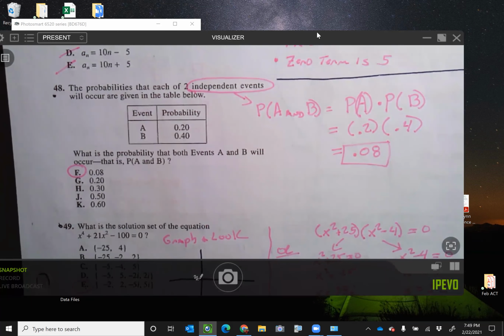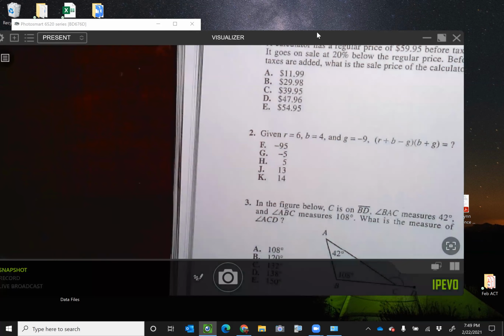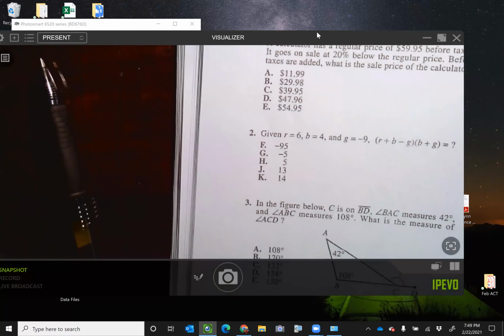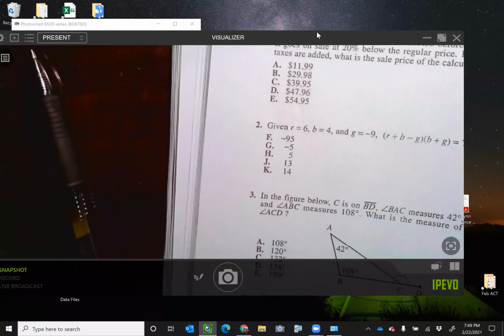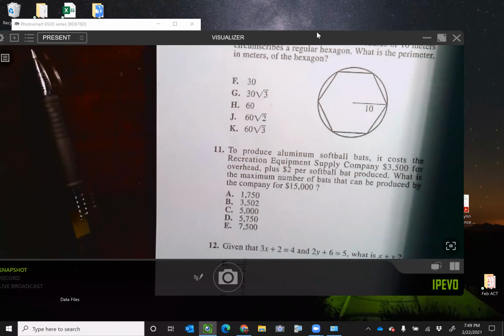Okay, there's that one. Okay, let's do a domain and range question. We have not really done a whole lot of those. This is number 23 in your packet.